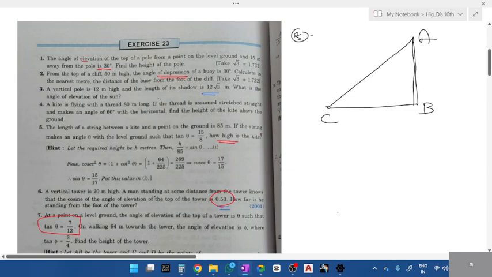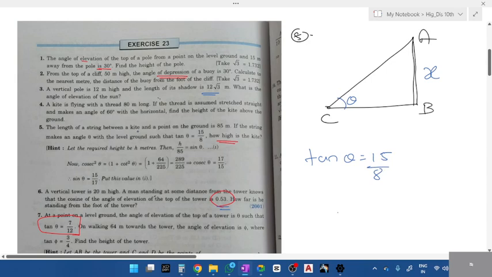No, no, correct. Perpendicular is right, but how high is the kite? Which one is height here? Which one is height? AB, AC, or BC? AB is the height. So if they ask us the question, you have to take it as X and theta value. What they have given in place of theta, they have given 15 by 8. And what is the other value they have given? The length of a string.